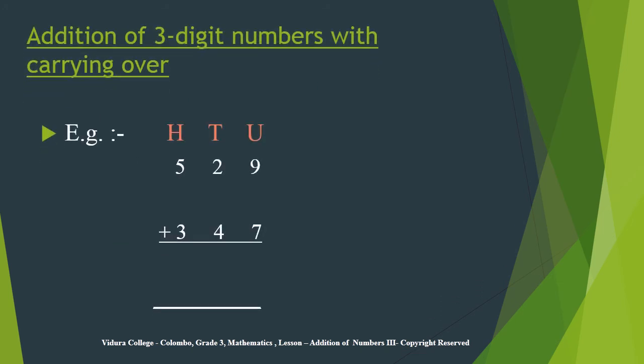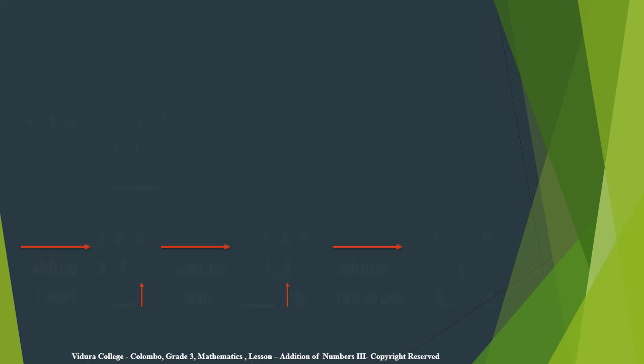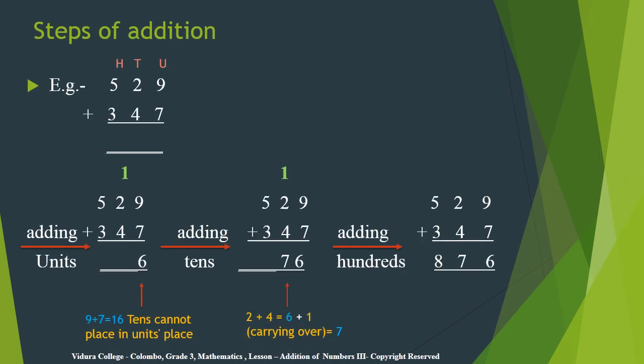Now children, you are going to learn about how to add 3-digit numbers with carrying over. Look at the example given. You have to add 529 to 347. Okay children, let's see how to solve that sum using 3 steps.